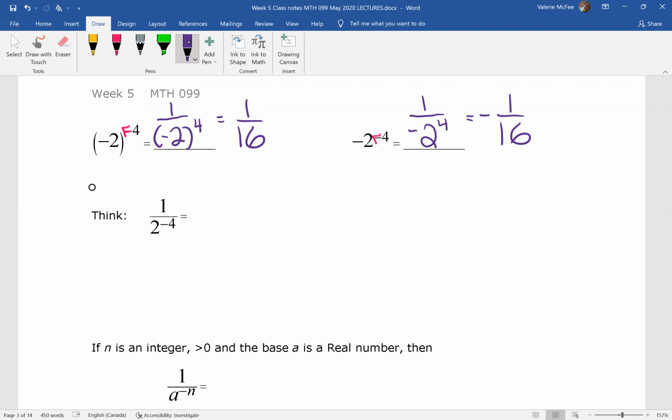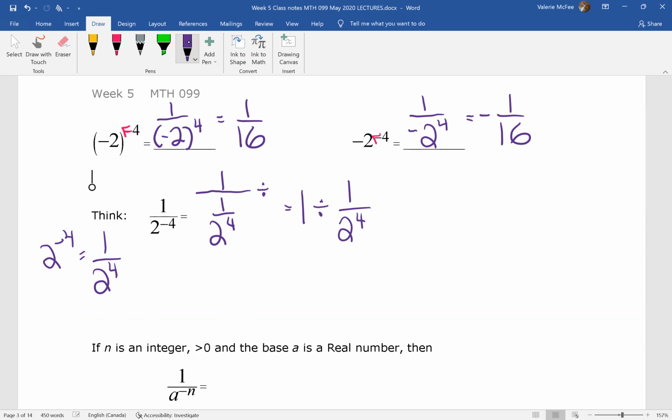Now, we know that 2 to the -4 equals 1 over 2 to the +4. So I could write this as 1 all over 1 over 2 to the power of 4. That's a complex fraction. It looks difficult, but we remember that this is division. 1 divided by 1 over 2 to the power of 4. And when we divide with fractions, we multiply by the reciprocal.